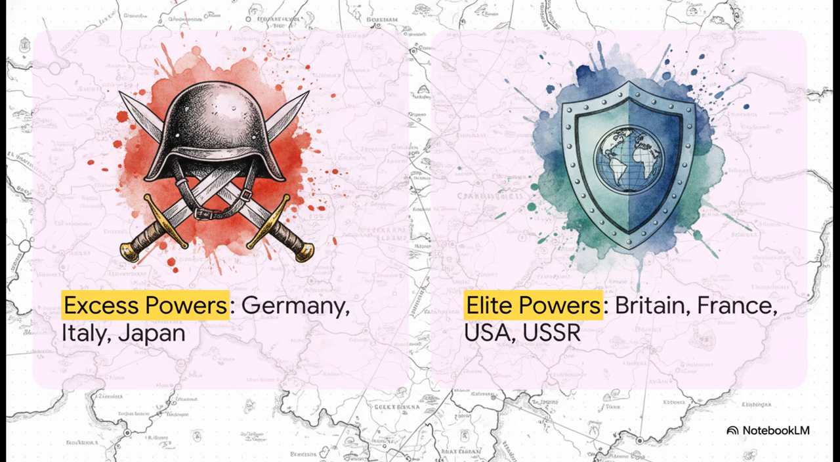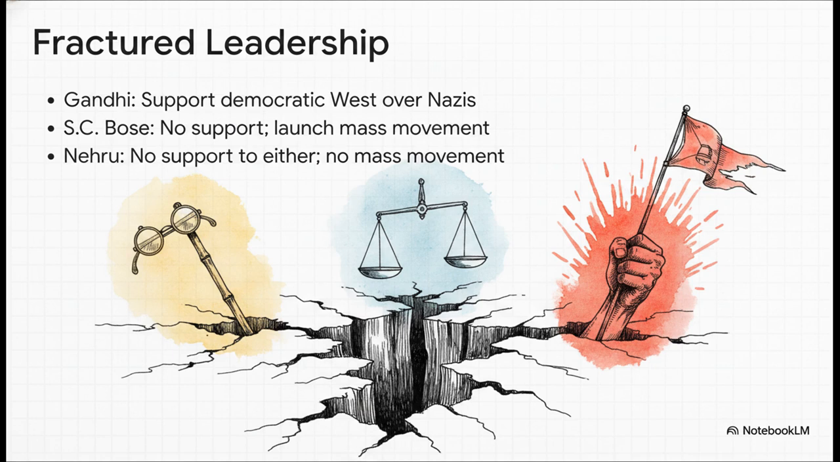This catastrophic global conflict forced Indian leaders to immediately evaluate their positions on a war that was being fought across multiple continents. And this crisis completely fractured the Indian leadership into three very distinct camps. Gandhi favored the West, arguing that the democratic system, flawed as it was, was vastly superior to totalitarian Nazis. Bose vehemently disagreed. He argued for zero support to either side and wanted to leverage this exact moment to launch a mass movement for independence. Gandhi rejected that, feeling it indirectly supported Nazi forces. Then you have Nehru, who settled on a third option: no support to either party, but also no mass movement.